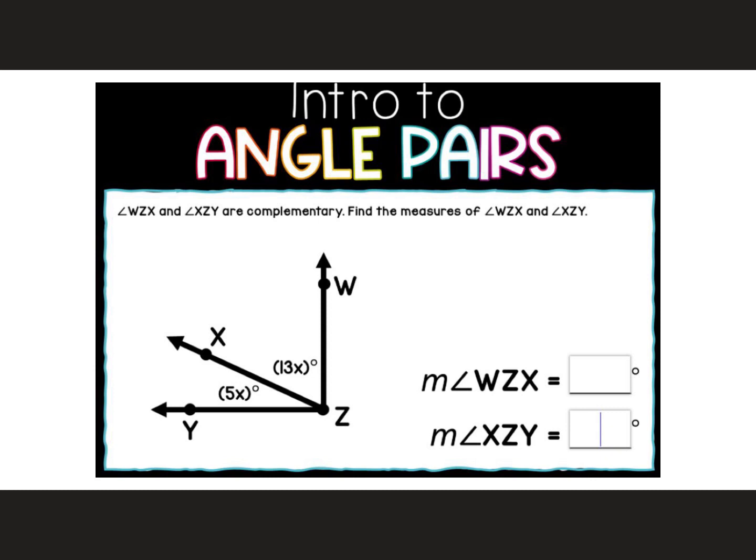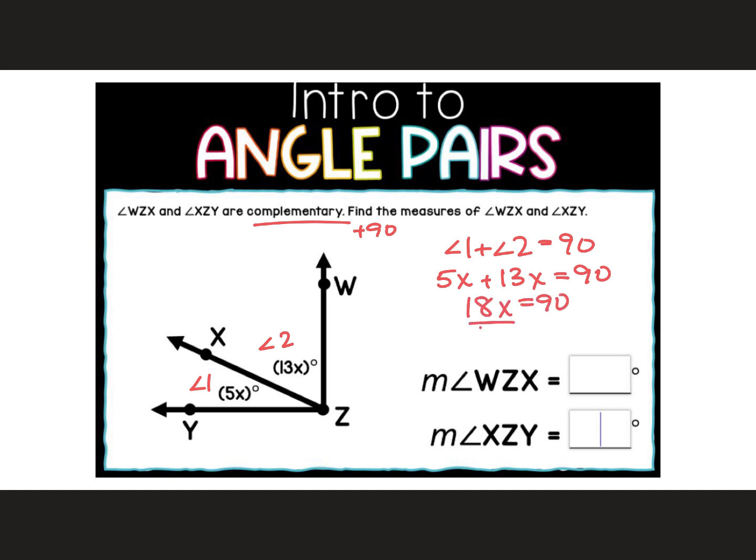Next up, we have number 6. Or sorry, not number 6. I'm looking at my slides here. One that's about complementary angles. So for complementary, that means that they add up to be 90 degrees. So in this case, we'll call this angle 1, this angle 2. It's like saying angle 1 plus angle 2 would equal 90, but I know angle 1 is 5x. I know angle 2 is 13x. So now to solve, we just combine like terms. 18x equals 90. And we divide by 18.